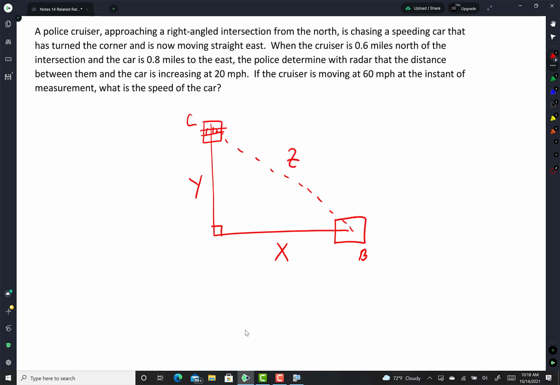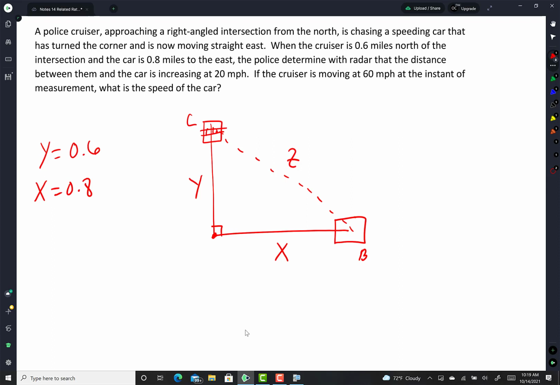All right, so there it is. When the cruiser is 0.6 miles north of the intersection, so here's the intersection. So that means Y is 0.6. So put that on the side. Because we're looking at a moment. And the car is 0.8 miles to the east, so X is 0.8. Does everyone know where those values came from? Yes. Okay, perfect. And then they tell me how fast this police car is going. How fast is he going?